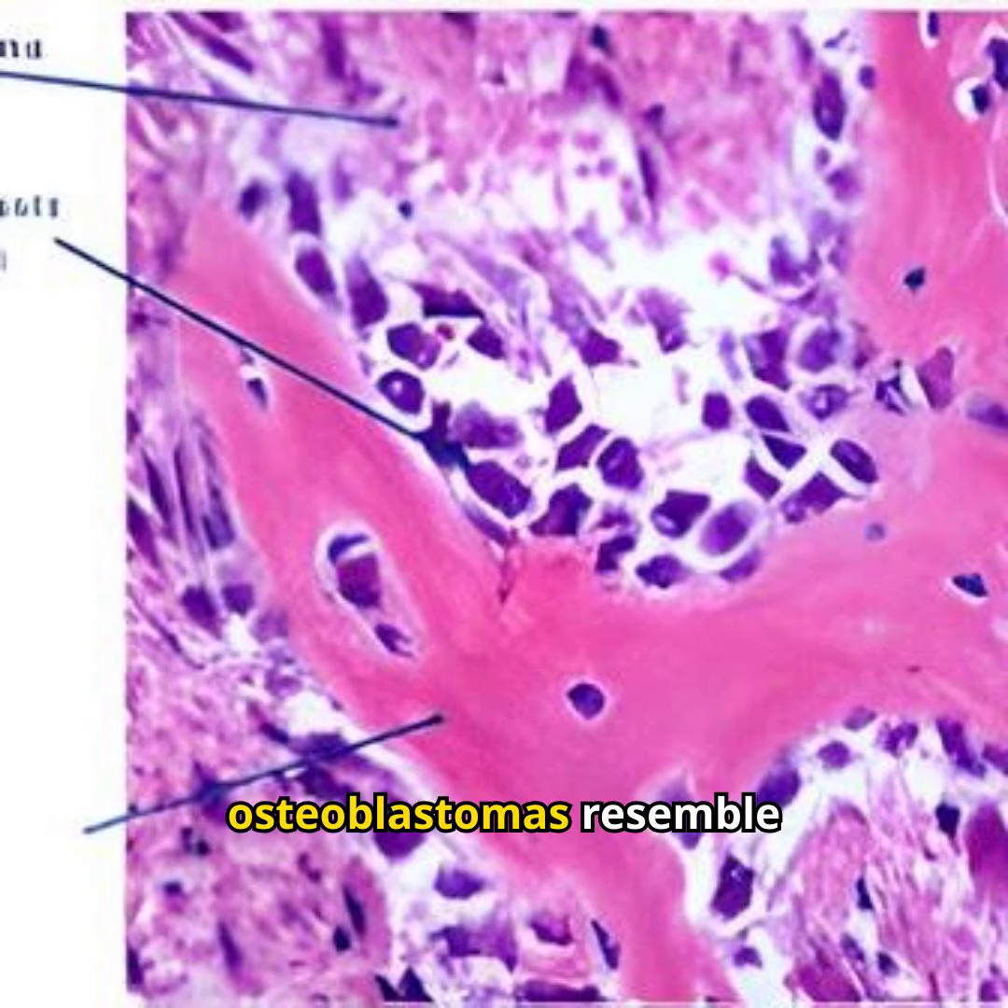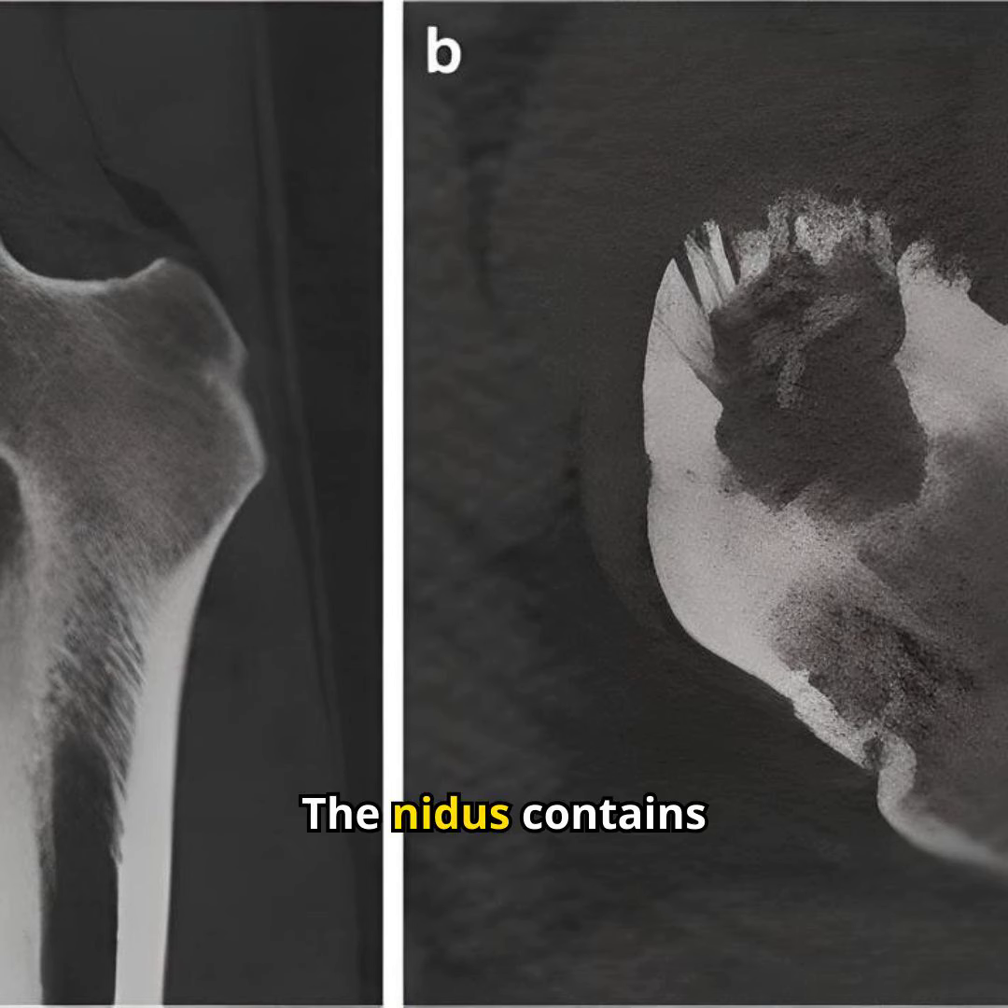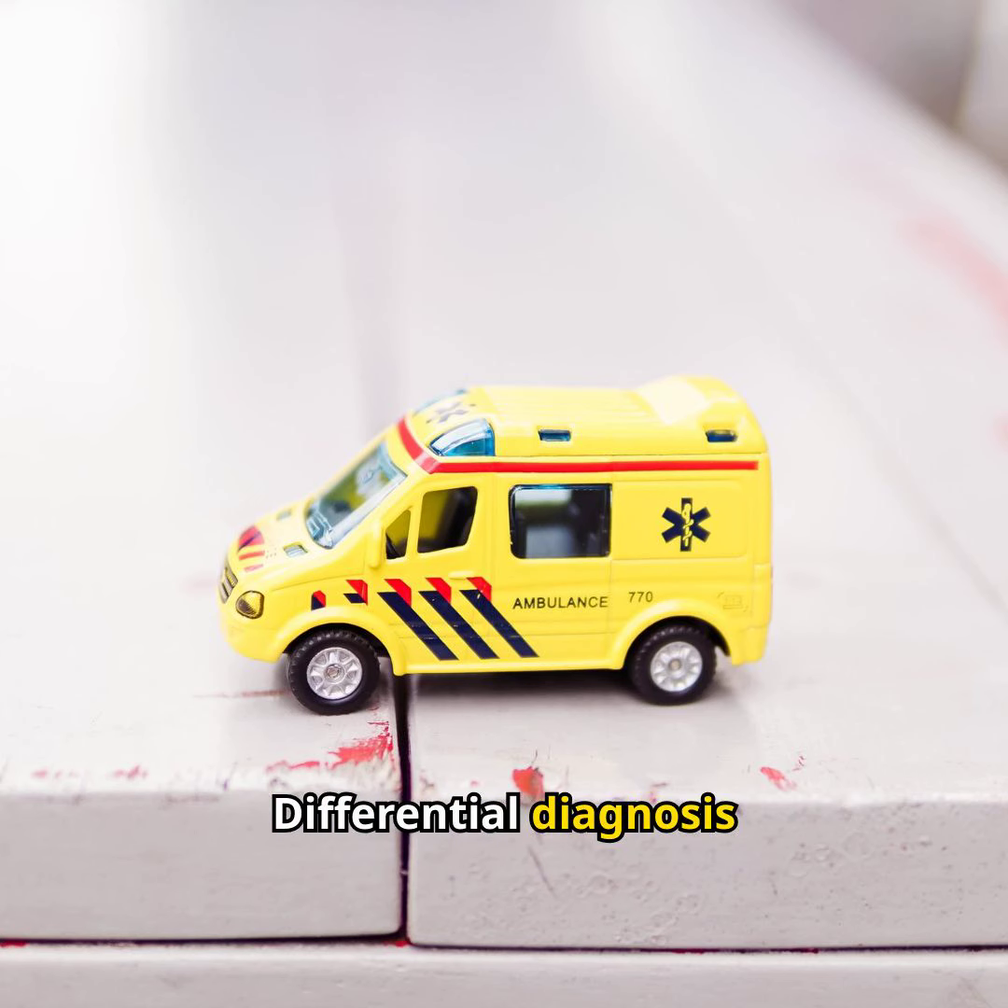Histologically, osteoblastomas resemble osteoid osteomas, but have more giant cells and distinct demarcation between nidus and reactive bone. The nidus contains immature osteoid and osteoblasts, with numerous mitotic figures and abundant vascularity. Differential diagnosis includes osteomyelitis, ABCs, osteosarcoma, and differentiating features of each condition must be carefully analyzed.